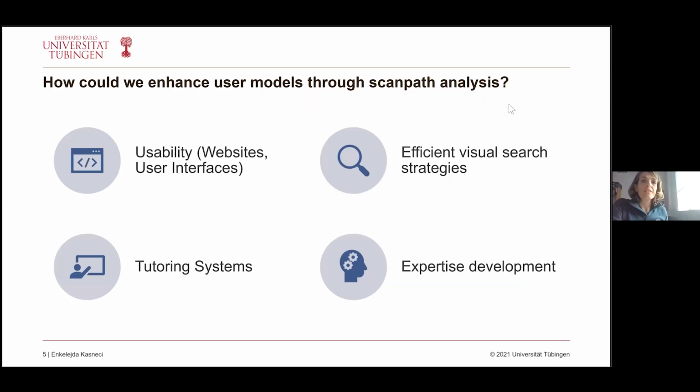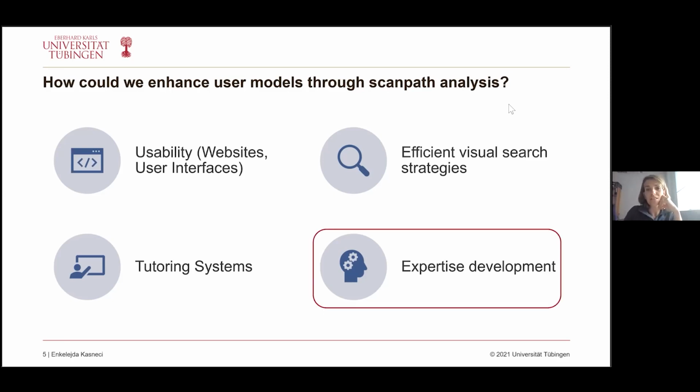The question that we ask in our research is, how can we enhance user models through scan path analysis? In the areas that we work in, we use these enhanced user models or cognitive user models to improve the usability of our websites or user interfaces, to guide users and make visual search behavior more efficient, for assistive technologies, in tutoring systems or expertise development. And this is what I will be talking about today in this last talk of the conference.